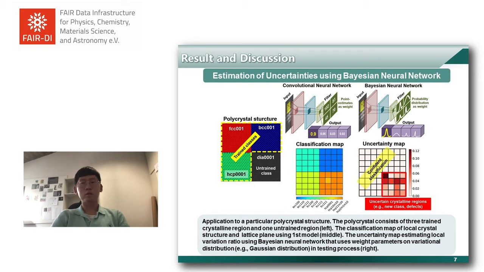So as you can see in the uncertainty maps, only diamond regions have high uncertainty values. It means that the high uncertainty values tell us that the classification is probably wrong. So using this method, we can figure out various uncertain crystal regions, for example, unknown classes or defected structures.